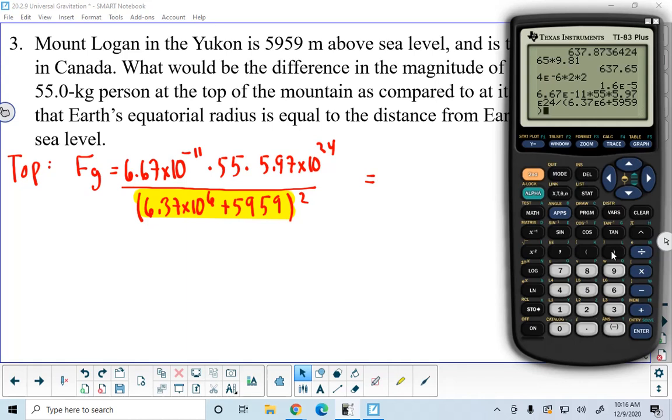Double check. I'm just looking at my calculator screen to make sure everything is in correctly and it looks okay, except if I would have hit enter, I forgot to square, which is a very, very common mistake. So what I get is 539 newtons, 538.7.